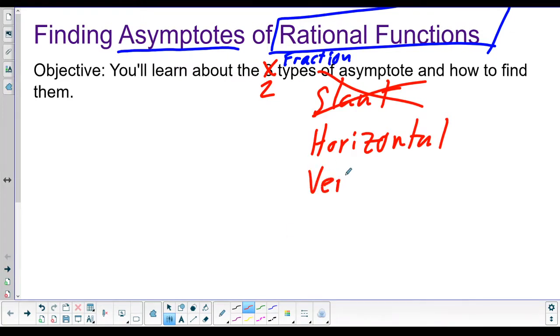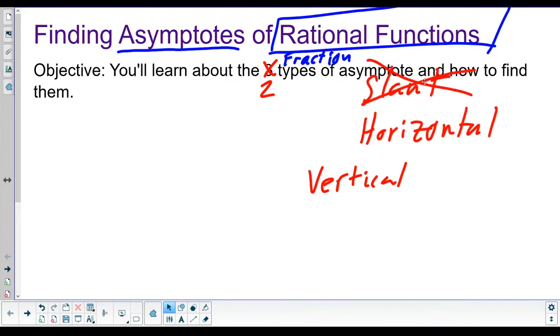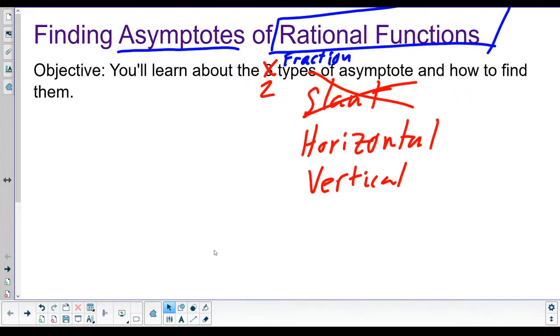Vertical. There's no way you guessed that, right? I'm pretty sure you didn't guess that. All right. So you don't need to know about these slant ones. They're pretty cool. We might actually learn about them a little bit later. Maybe if you're lucky, you'll get to do some slant stuff. But for today, we are going to just stick to horizontal and vertical.